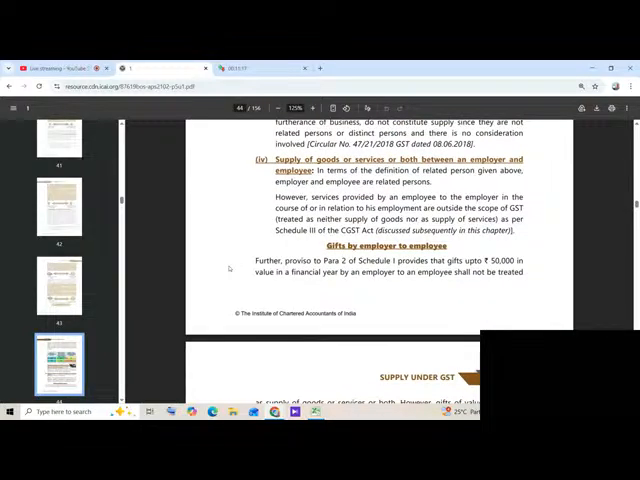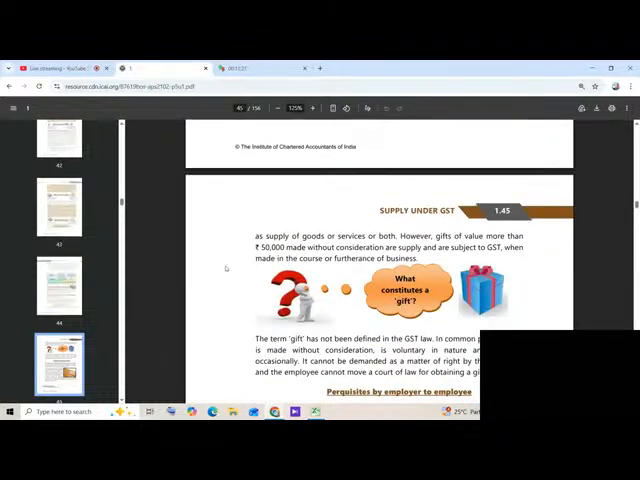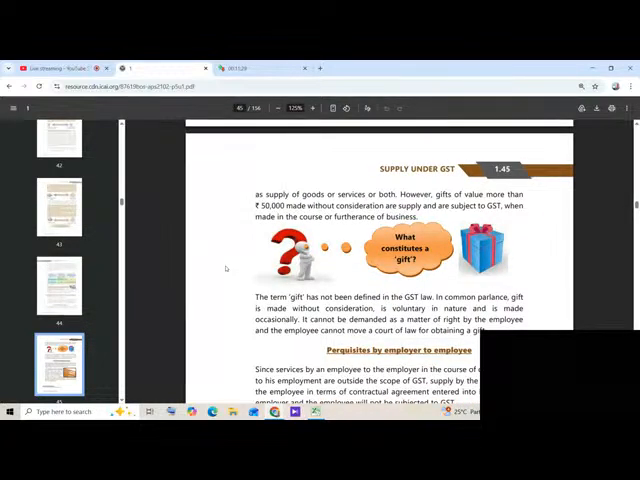Gifts by employer to employee. Further, proviso to Para 2 of Schedule 1 provides that gifts up to 50,000 in value in a financial year by an employer to an employee shall not be treated as supply of goods or services or both. However, gifts of value more than 50,000 made without consideration are supply and are subject to GST when made in the course or furtherance of business.